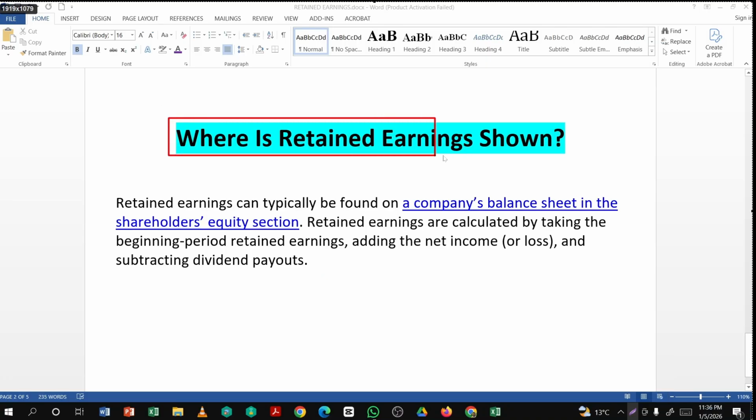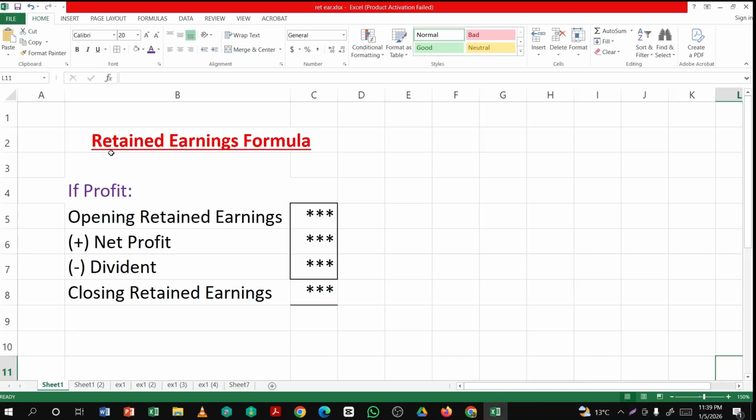Where are retained earnings shown? Retained earnings can typically be found on a company's balance sheet in the shareholders' equity section. Retained earnings are calculated by taking the beginning period retained earnings, adding the net income or loss, and subtracting dividend payouts.